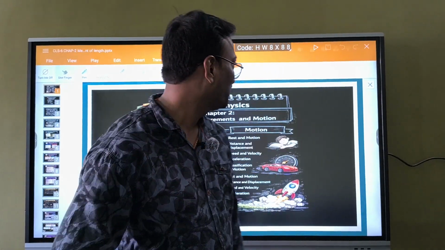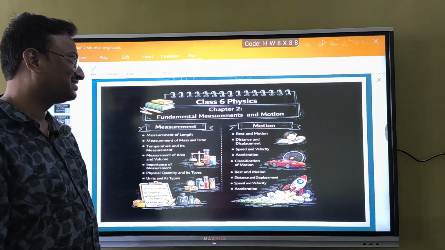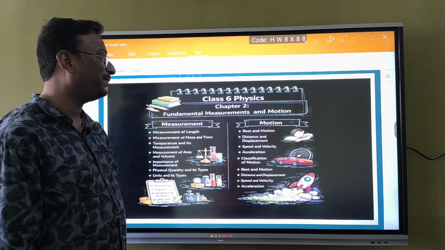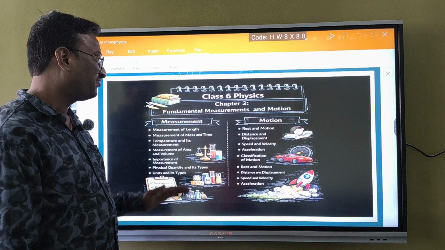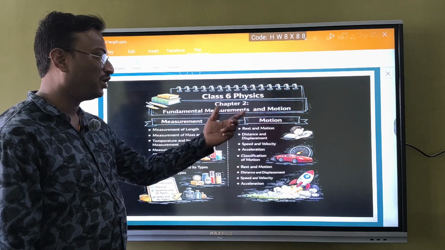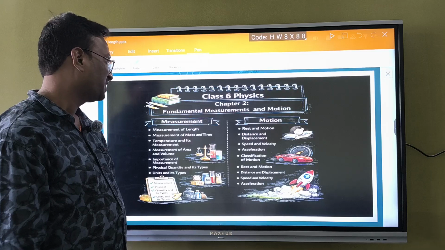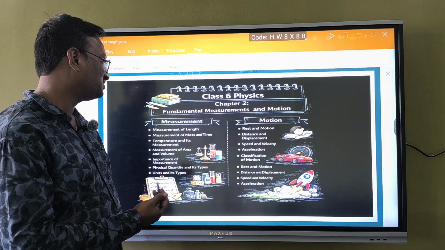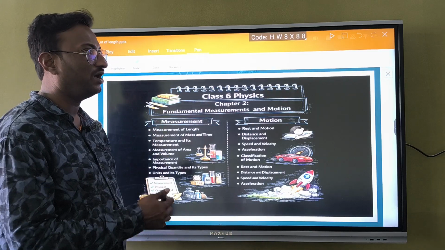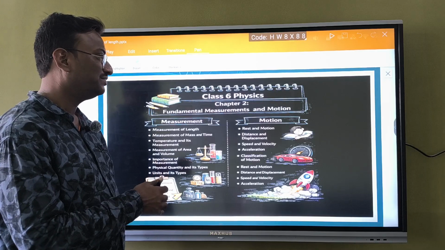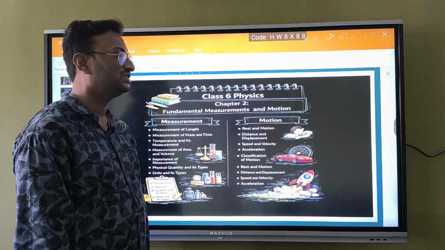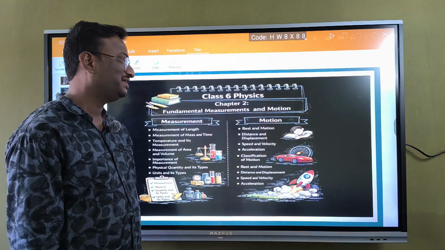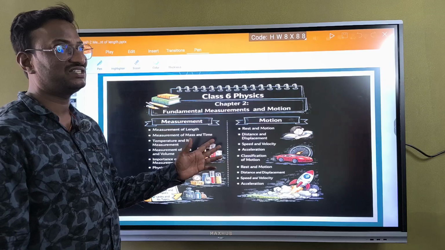See now, let us discuss. The second chapter is fundamental measurements and motion. The first topic is measurement and the second topic is motion. Measurement of length, mass, time, temperature, and so on, we are going to discuss here. And in case of motion, we are going to discuss rest, motion, distance, displacement, speed, velocity, and so on.